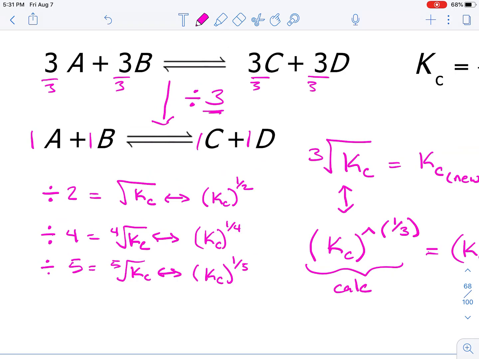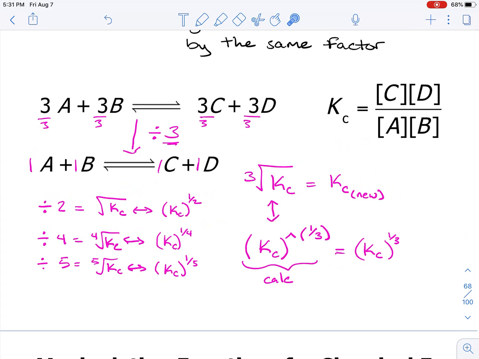Okay. So once again, if you guys don't have these roots in your calculator, you guys can just take the value of Kc and raise it to this specific exponent. But you guys definitely do need your exponent, your caret sign in your calculator.